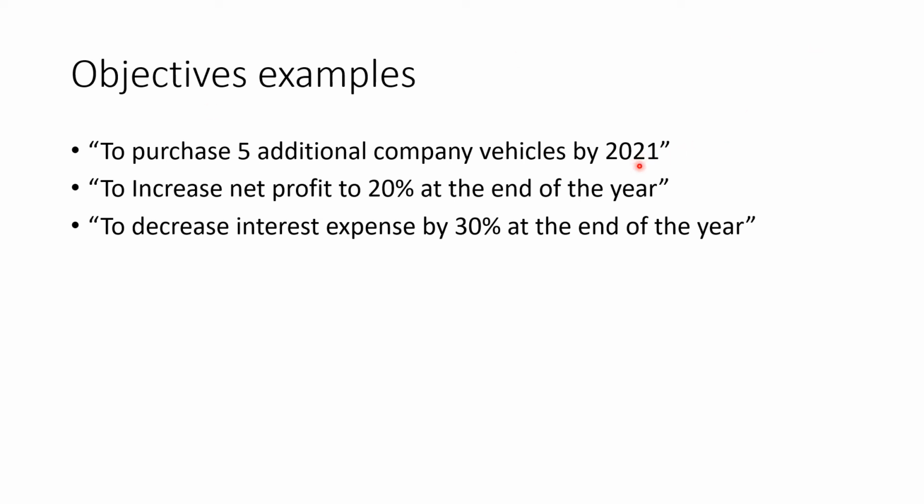By 2021. Okay, so in short, this example, okay, to purchase 5 additional company vehicles by 2021 is a good objective. Okay, it is smart. It complies with the elements of an objective, that being smart. Okay, other examples, to increase net profit to 20% at the end of the year, to decrease interest expense by 30% at the end of the year. So all these examples are smart. Okay, so these are good objectives.